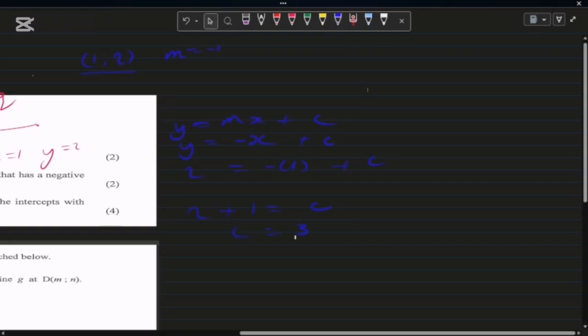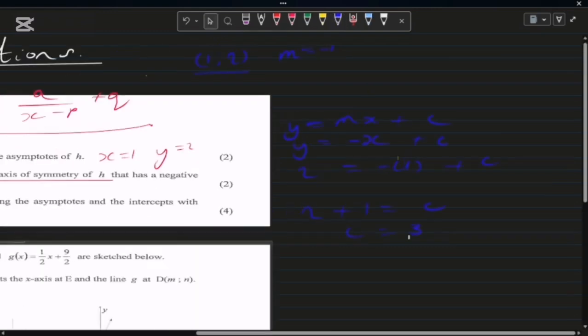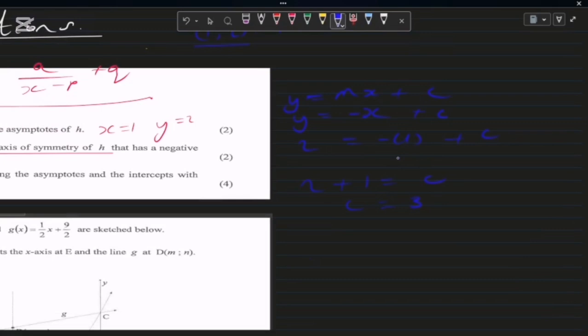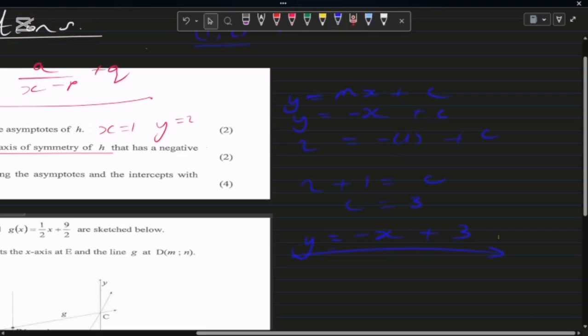Okay, now we have the value of c, so we can write the equation of that line, which is the axis of symmetry. So we say y is -x plus 3. Okay, so this is the equation. This is the answer for this question.